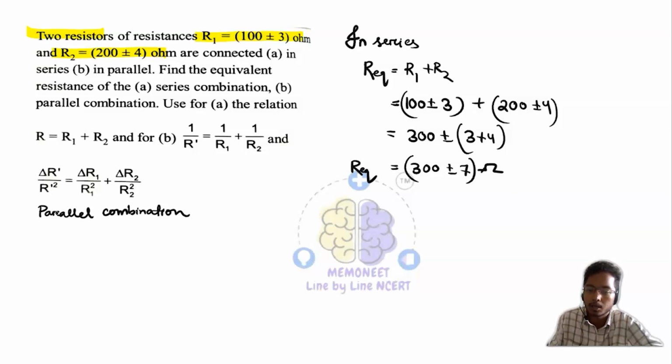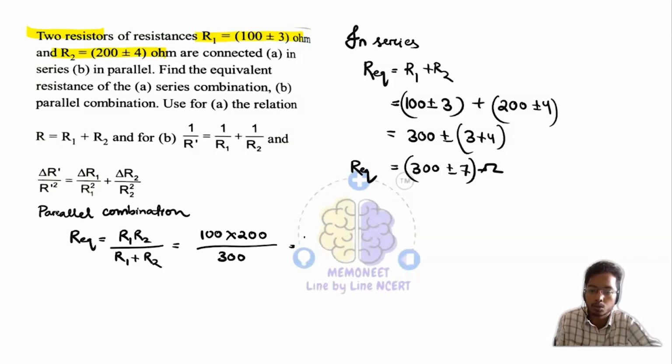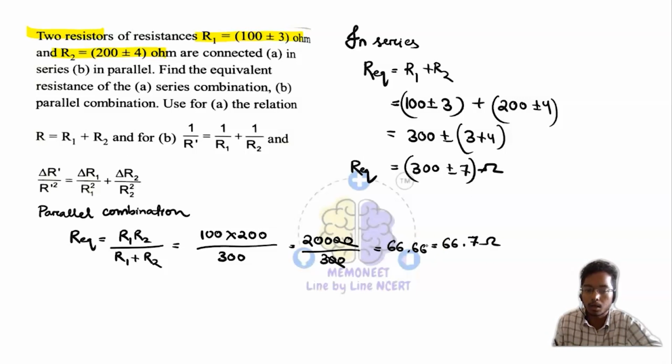Now the parallel combination. We have the formula R equivalent is equal to R1 into R2 upon R1 plus R2. So let's find out the mean value: 100 into 200 upon 100 plus 200, that is 300. So this will be equal to 20,000 upon 300, that is 200 upon 3, that is 66.66, 66.7 ohm. So this will be the mean value.